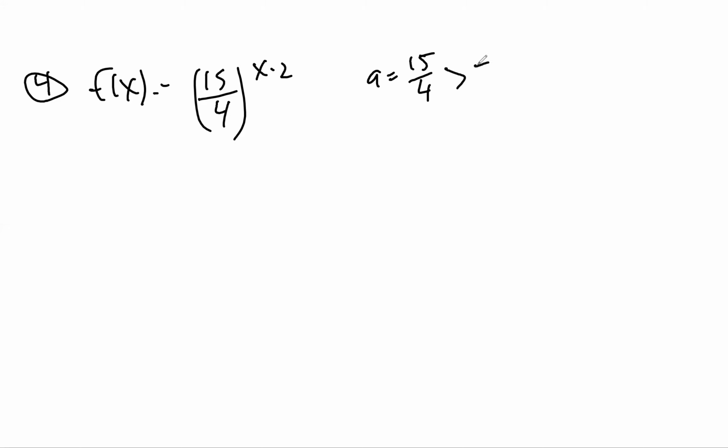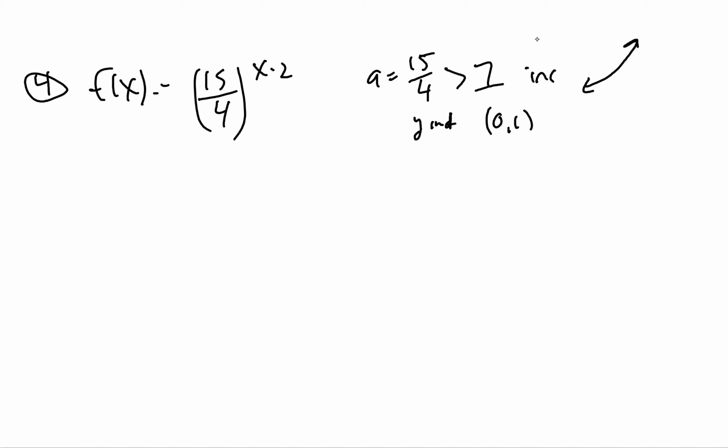F of x equals (15/4) to the x minus 2. So in this case, we start out the same way. We say that a equals 15/4. And in this case, we know that's a number that's greater than 1, so this is an increasing function. It looks something like that. The y-intercept is going to start out at (0, 1).